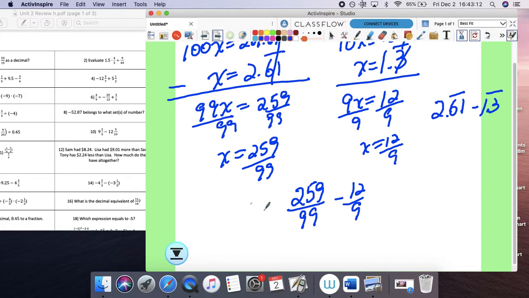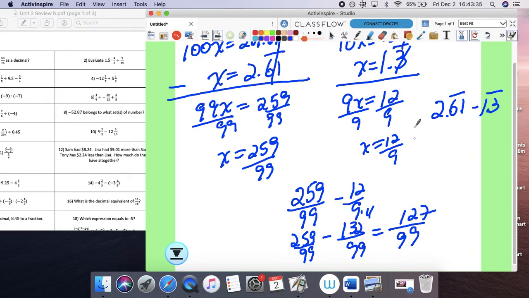Find a common denominator, which is 99. And then this becomes 99, so it's times 11, and 12 times 11 is 132. Right? Now you can subtract. 259 minus 132, it's just 127. And you can change it to a mixed number, etc. It really depends on the question.